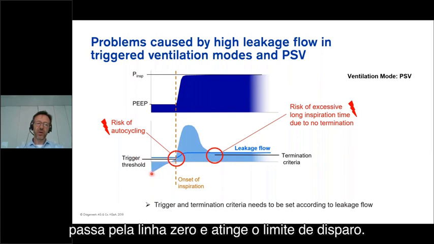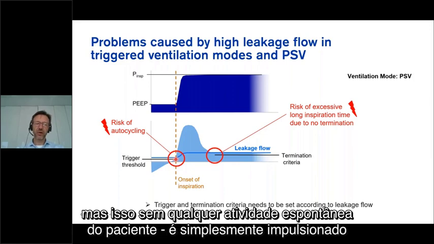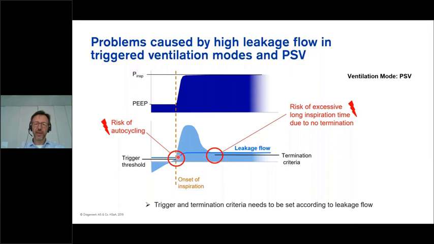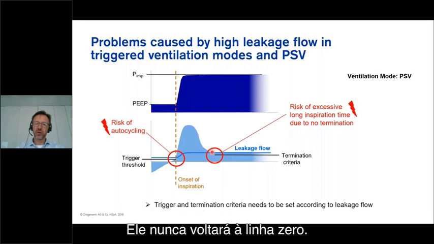And if now the flow from the previous expiration goes here through the 0 line and hits the trigger threshold, then the next inspiration is cycled. But this is without any spontaneous activity of the patient because this is simply driven by the leak through the ET tube leak. Also, at the end of an inspiration, the flow can only come down to the leakage flow. It never will return to the 0 line.